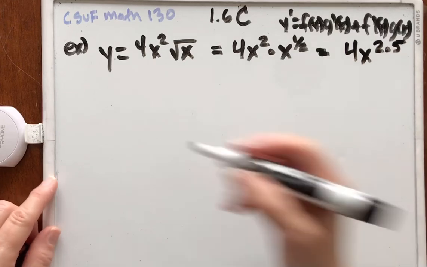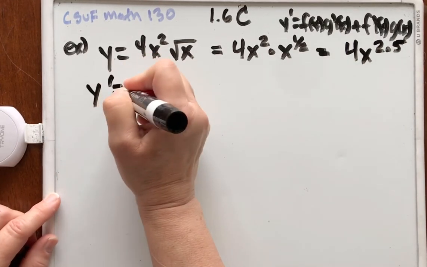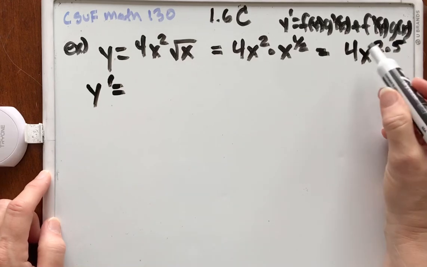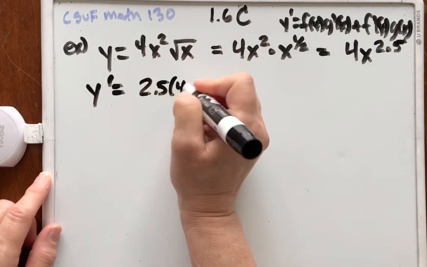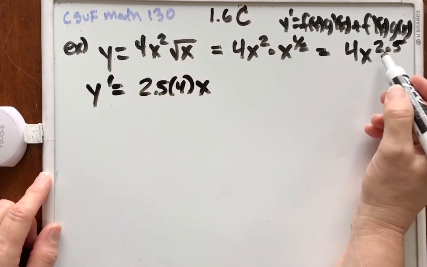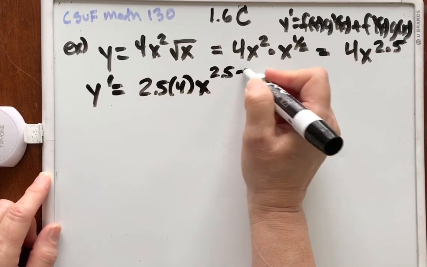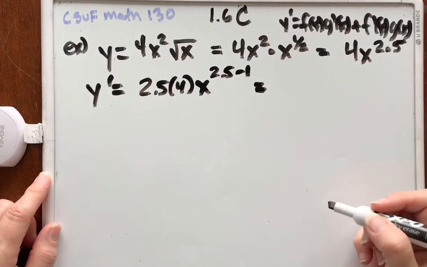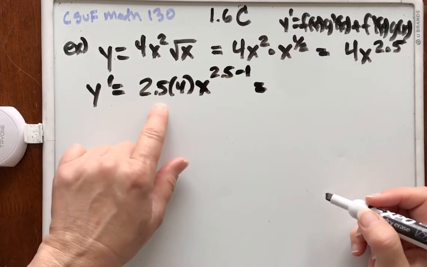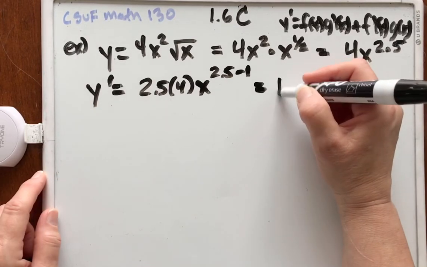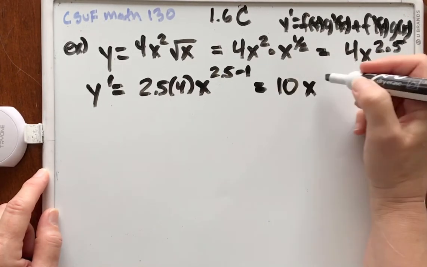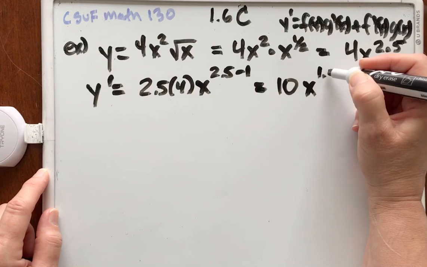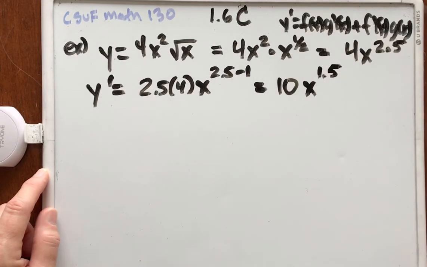All right, so now let's take the derivative. 2.5 times 4. I'll go ahead and write that. 2.5 times 4, x to the 2.5 minus 1. All right, 2.5 times 4 is just going to be 10. And 2.5 minus 1 is just going to be 1.5. And there's our answer.